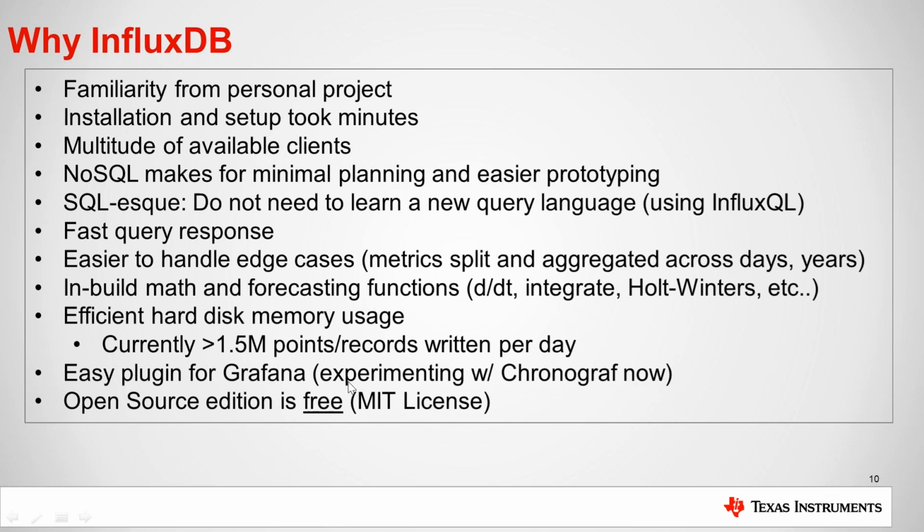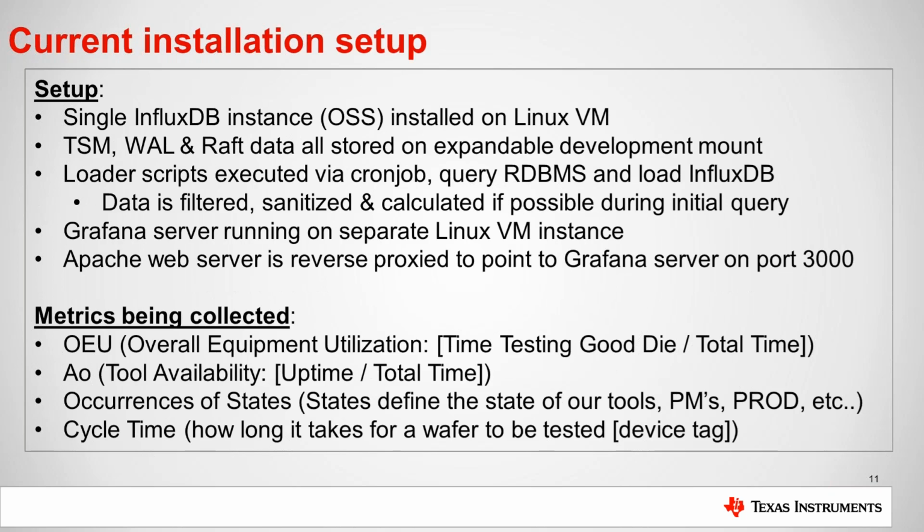But the edition I'm using is free, so I don't have to quantify an ROI on something that's free. My current setup at work is two RHEL VMs. One of them is running the actual Influx instance, and the other is running my Grafana server. I also have Apache running on them as a reverse proxy, just so I can serve up static sites or CGIs, as well as the Grafana server.